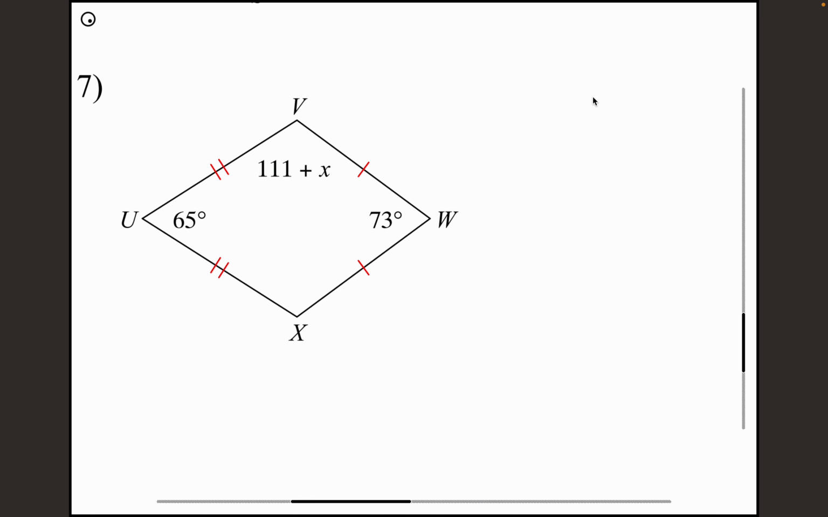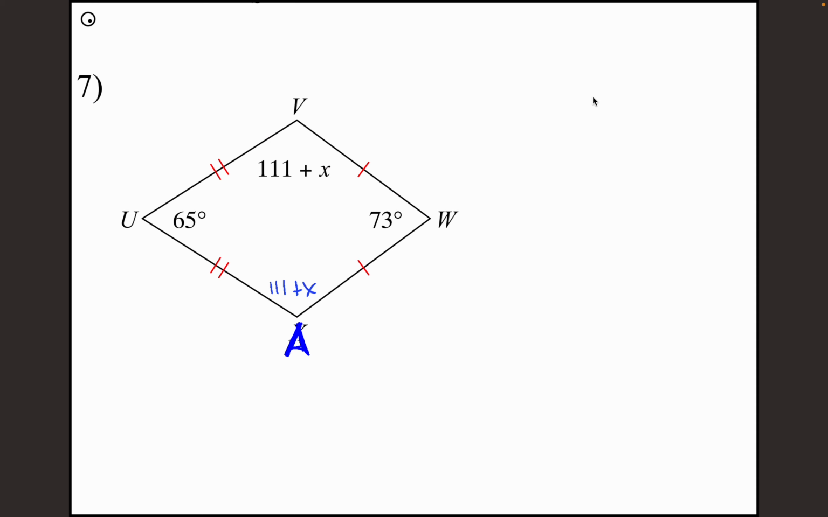What two angles? Let's say this is angle A, to not confuse us because there's two x's. What two angles are congruent? V and A. So if V is 111 plus x, what would angle A be? It would also be 111 plus x. Okay? So on this one, you would do the same. You would just add everything.